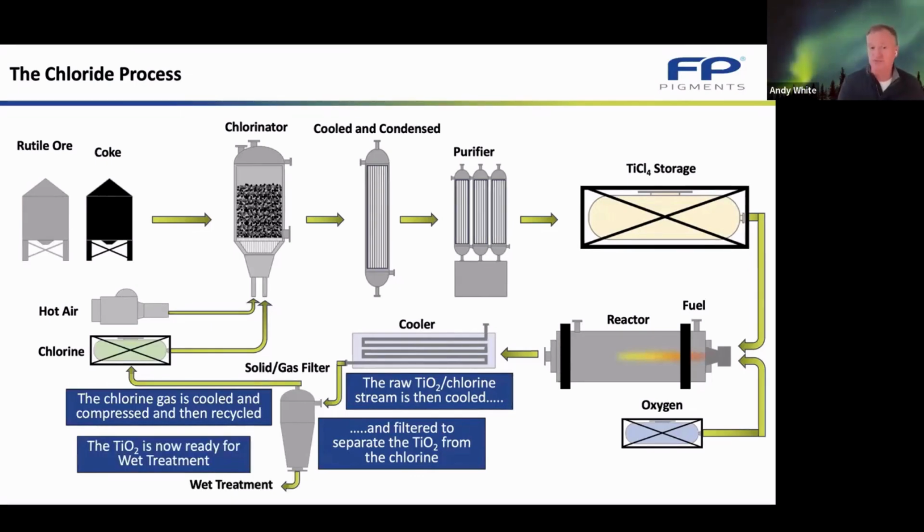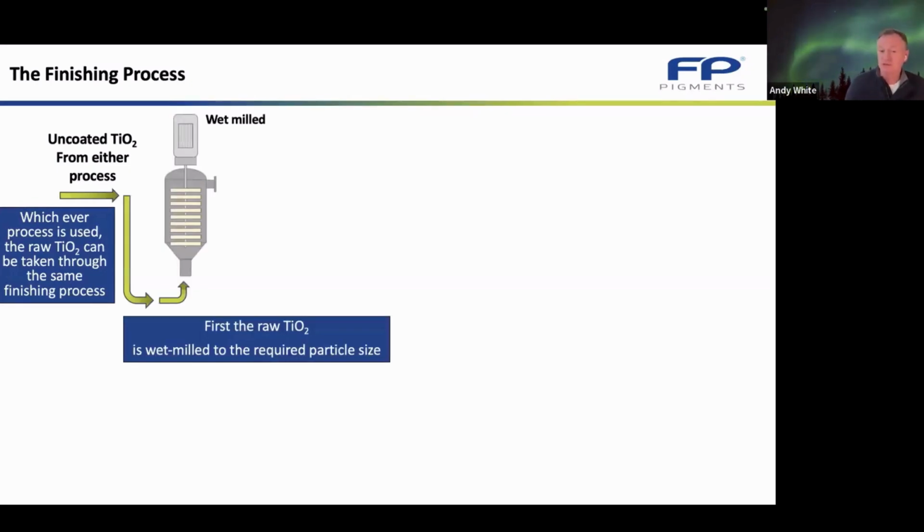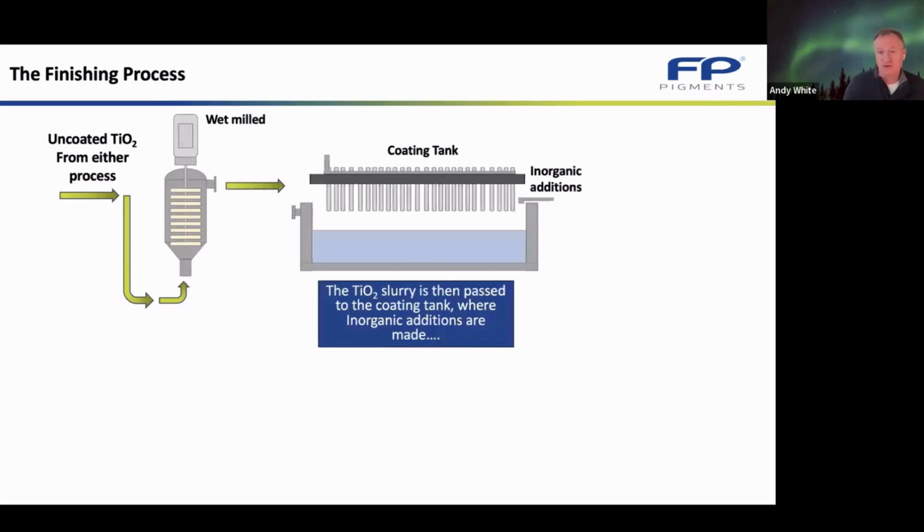Both processes, when you've made the TiO2 particles, they're then essentially the same. And they go on to a wet treatment process. And I'll talk to you in detail about the types of treatment in a few minutes' time. But essentially, the uncoated TiO2 from either process has to be wet milled, because lots of these wonderful little particles will stick together when they're cooling down for the chloride process or running down the oven in the sulfate process. So you want to actually deaggregate them. So you'll put them through a wet mill.